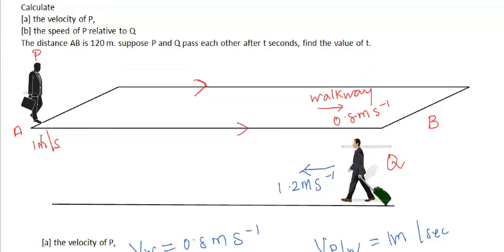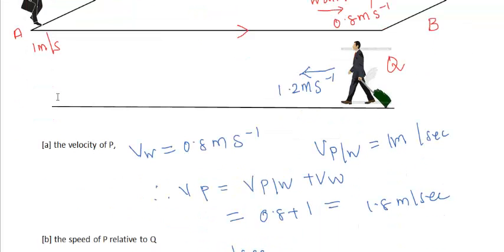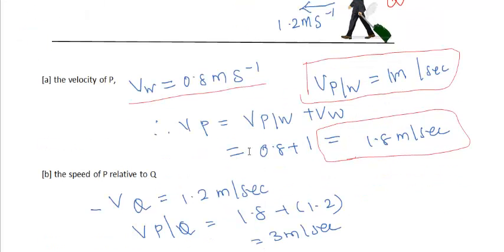So the true velocity of the man is nothing but his velocity plus the walkway velocity. So you can take the walkway velocity as 0.8 meter per second. The person P's velocity is 1 meter per second. Right? So the true velocity of the man is 1.8 meter per second. So that's your first answer, that is VP.